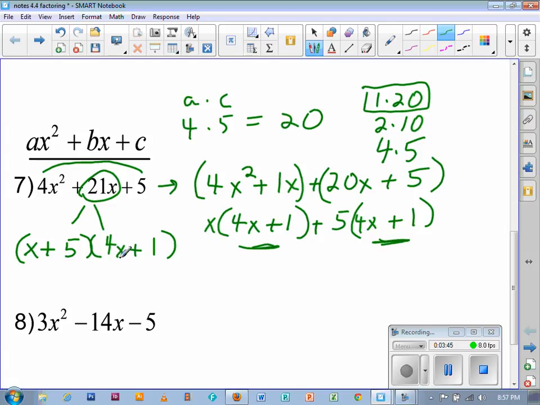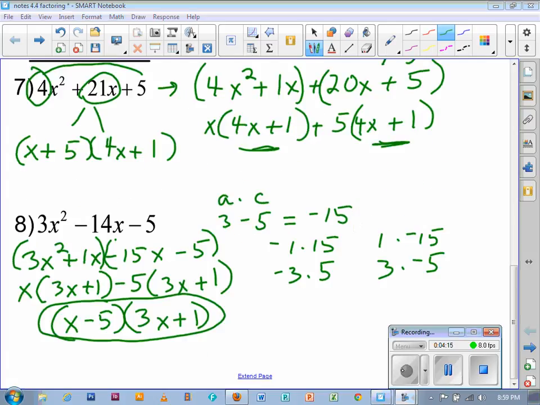x times 4x is 4x squared. 5 times 1 is 5. 5 times 4x is 20x, plus 1x is 21x. So we successfully factored this. Again, this is factoring by grouping. It's a process you can always use when this A term is greater than 1. Now I'd like you to see if you can factor number 8. I'll put it on pause, and let's see how far you get with this whole process.